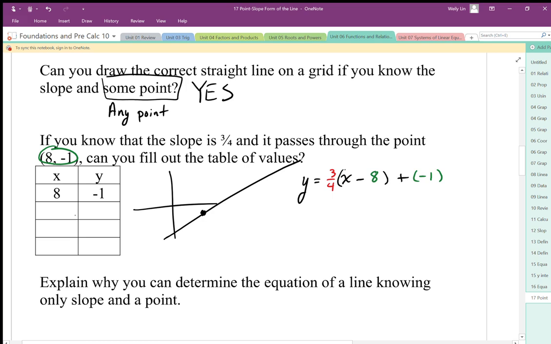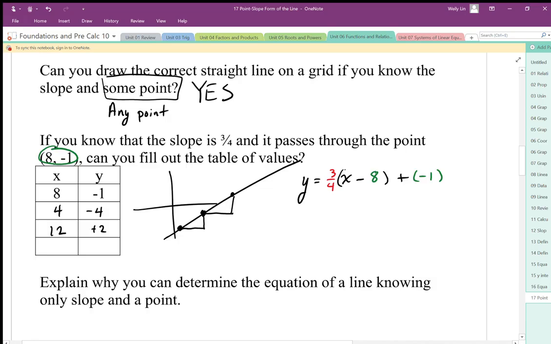Now I can use this equation to calculate coordinates, but I could also just fill out this table of values using slopes. Down 3 over 4, over 4 up 3. So up 3 from there is going to be plus 2, plus 12, and we can fill out the table of values. Let's double check: does this table of values fit this equation? Well, 12 minus 8 is 4, 4 times 3 over 4 is 3, 3 minus 1 is 2. Yes, that gives me the right coordinate.